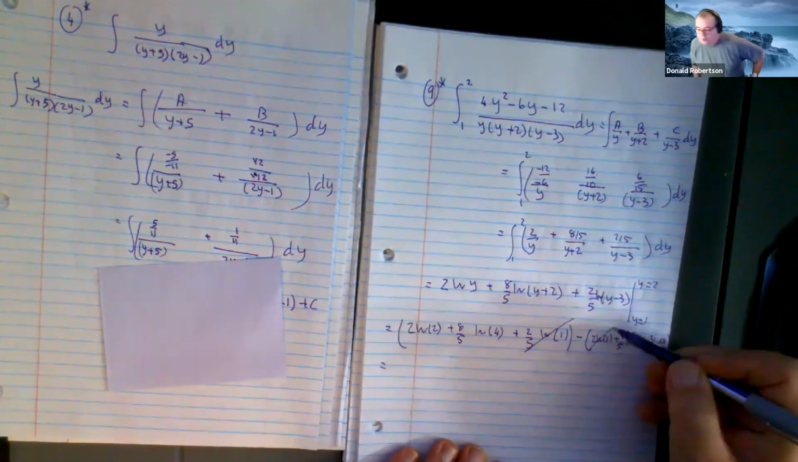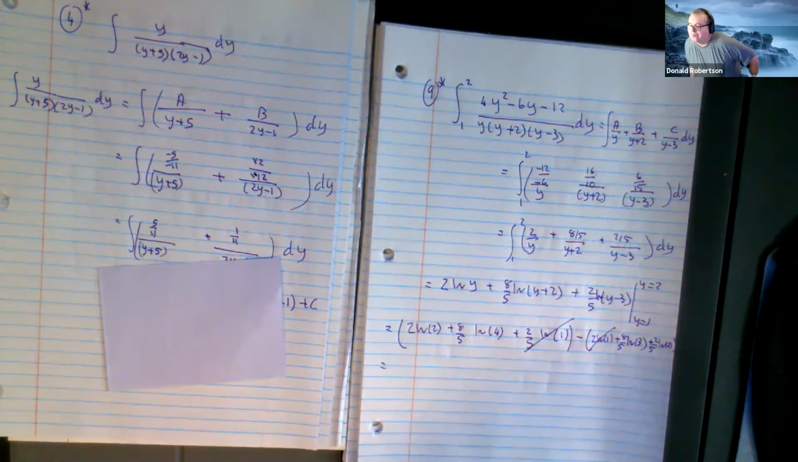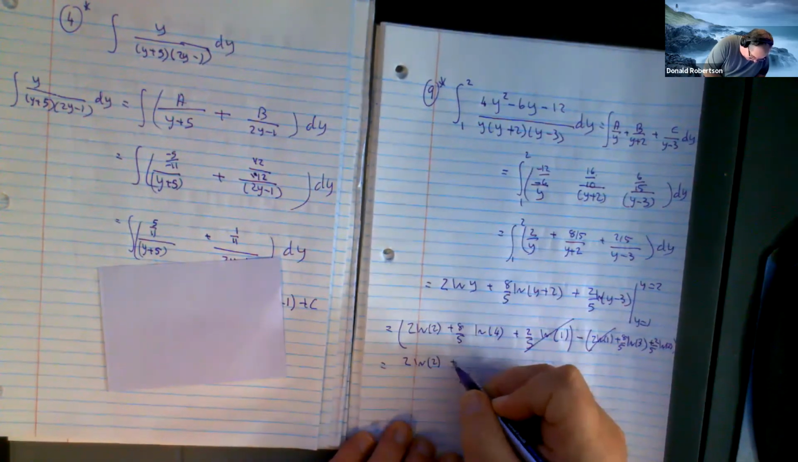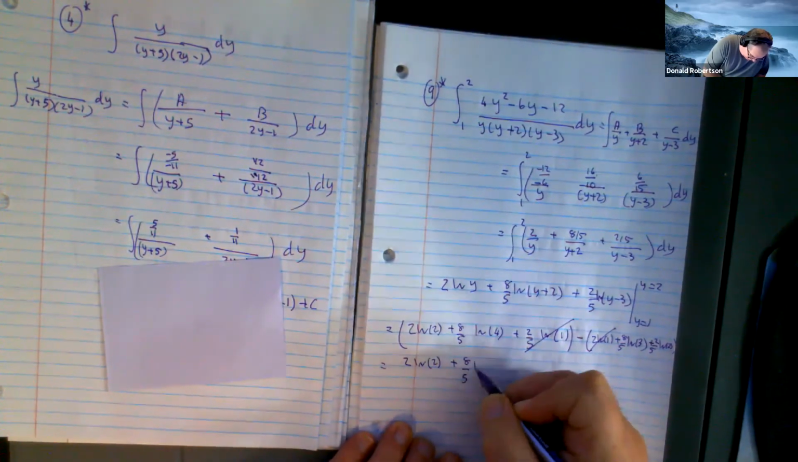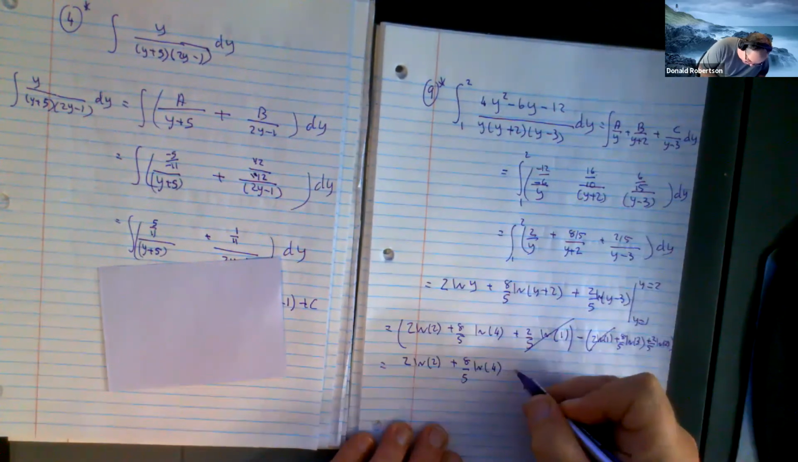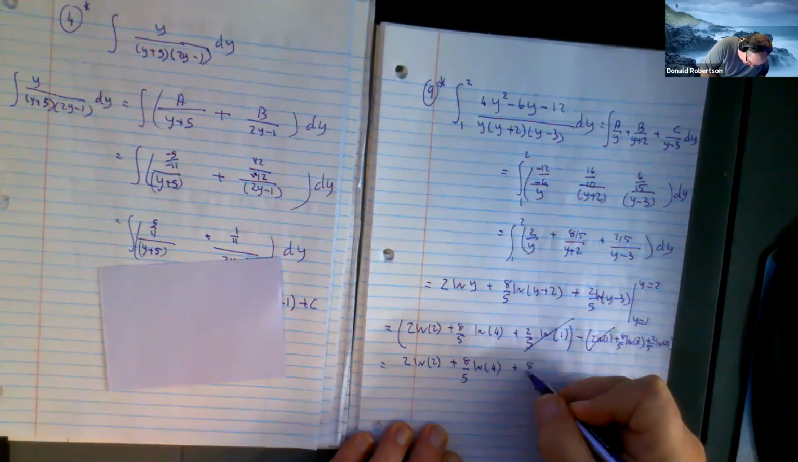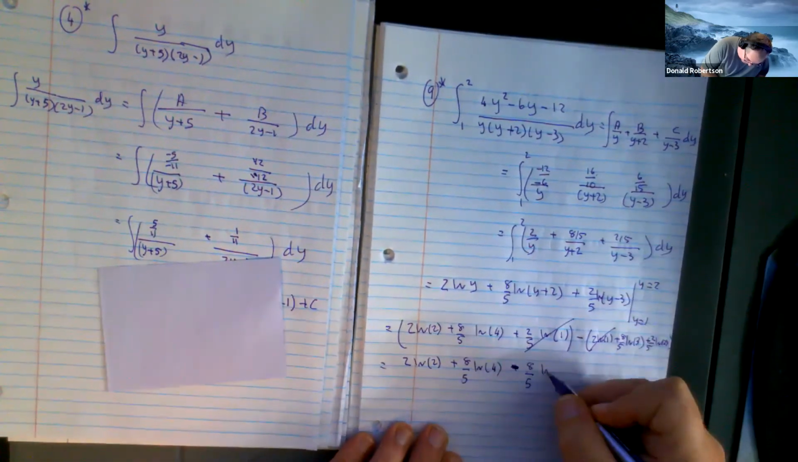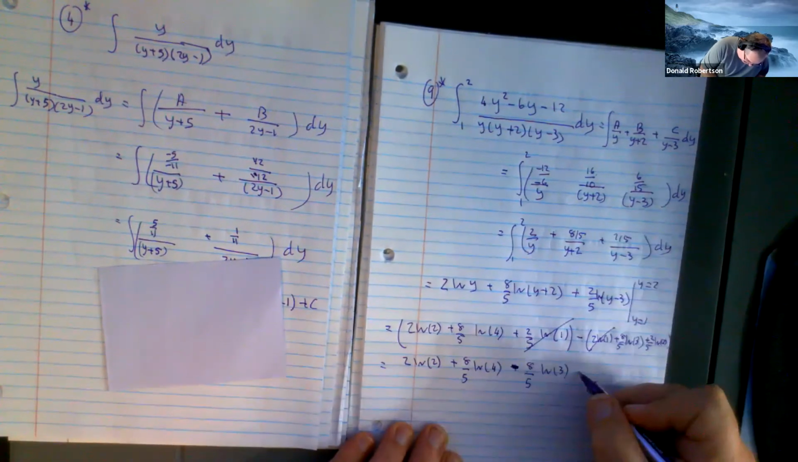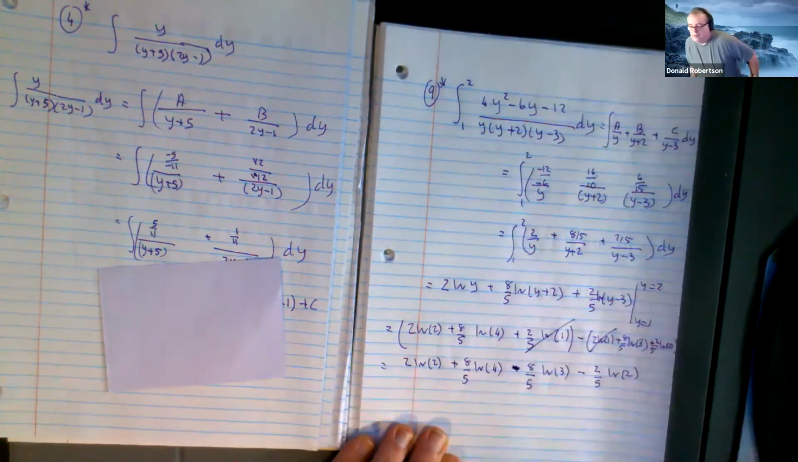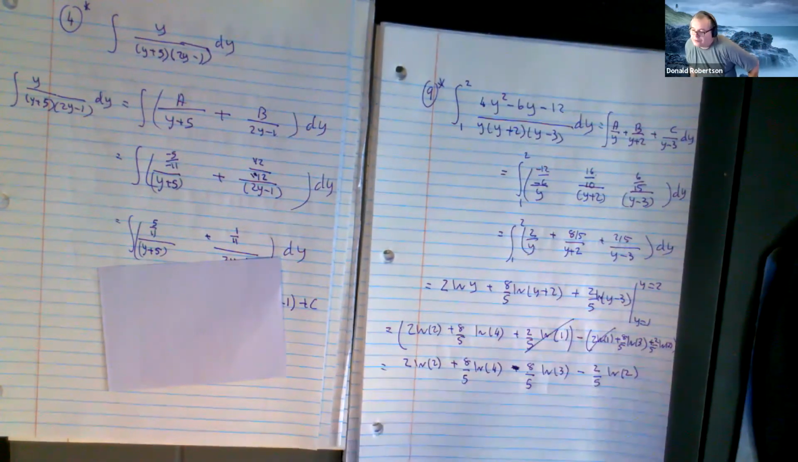Aren't those two guys both zeros? Because the log of 1 is 0. So what have I got? I now have 2 log 2s plus an 8/5 log 4, take away 8/5 log of 3, take away 2/5 log of 2. So far so good?